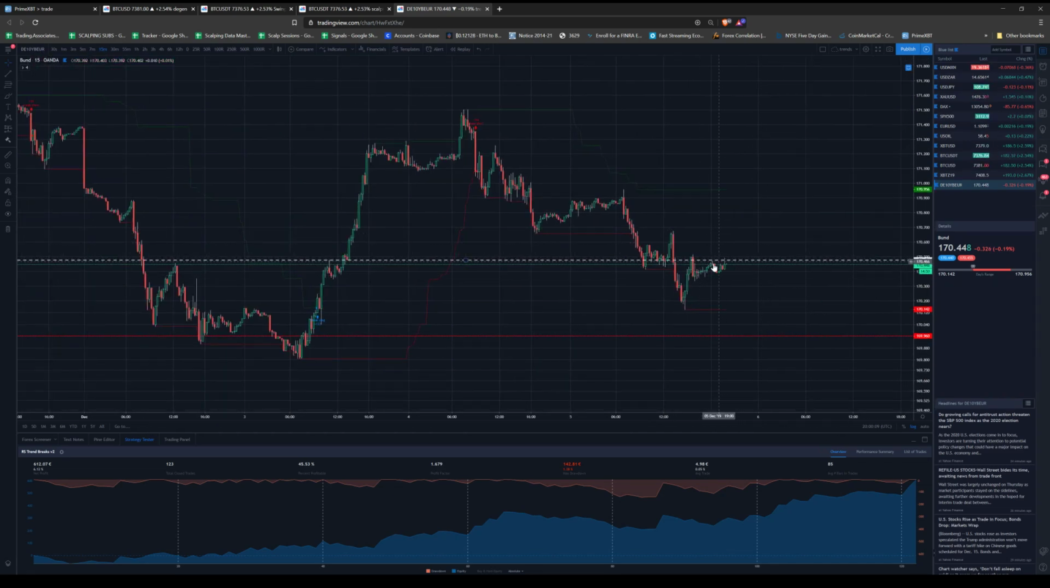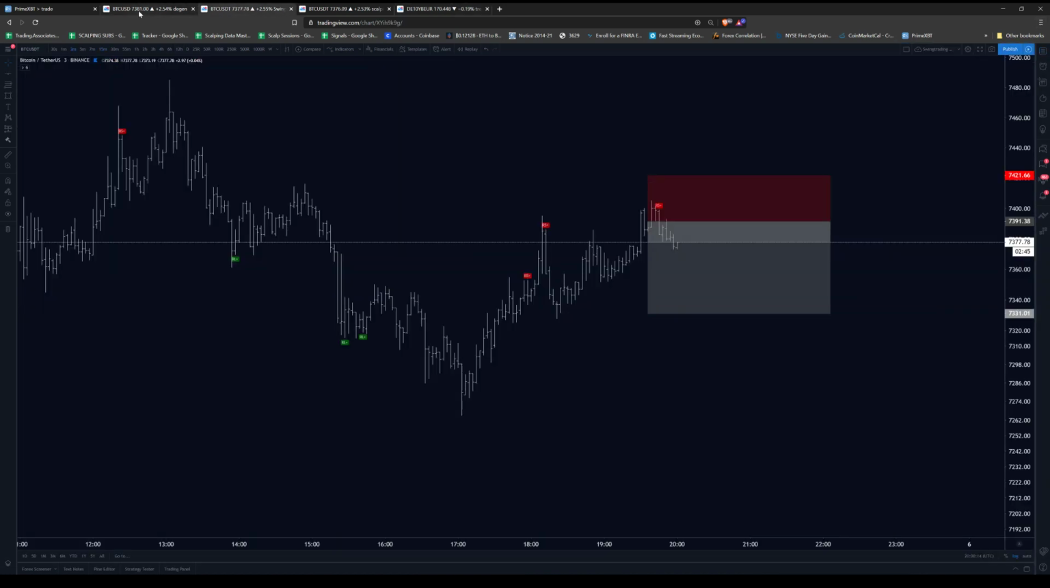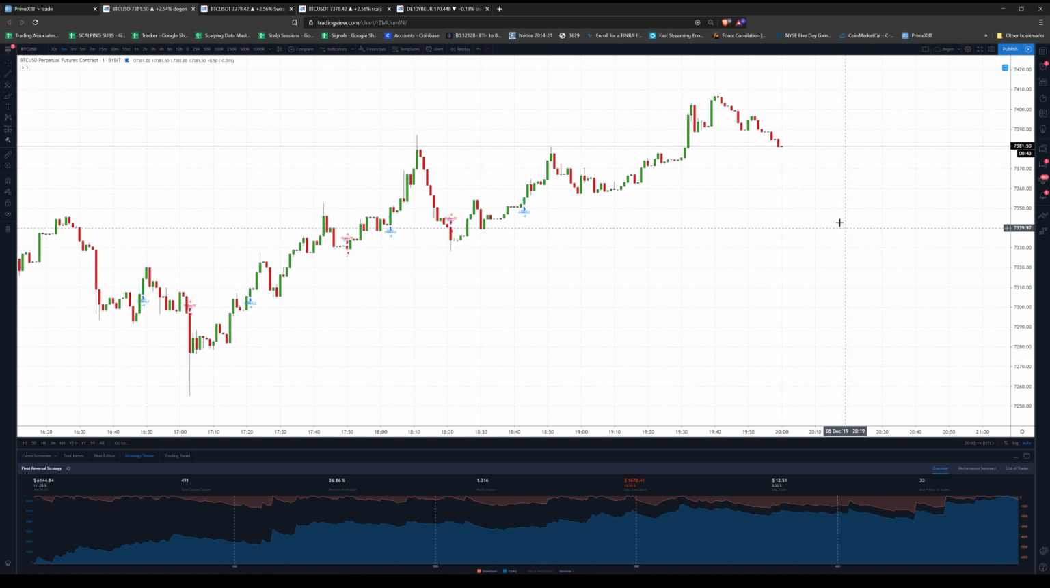I'm actually short from this level on Boons. I'm probably gonna get fucked on it. Come on, I know it wants to print a short.